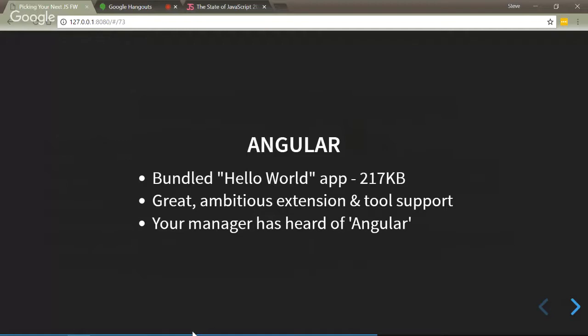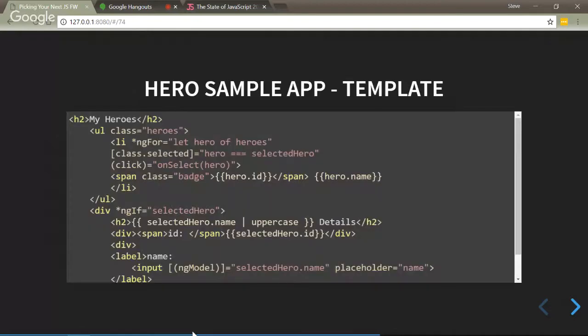Yes, it's ambitious. It's trying to do everything. It's catching up, right? It didn't do everything out of the box, but they're constantly working on improving it. Your manager has heard of Angular, and if you say you're doing an Angular project, they probably won't look at you funny. In fact, if you say you have to upgrade Angular, that might be a lot easier than if you go to your manager and tell them, well, I'm switching to React. Whoa, what's that about? Realistically, sometimes those things matter.